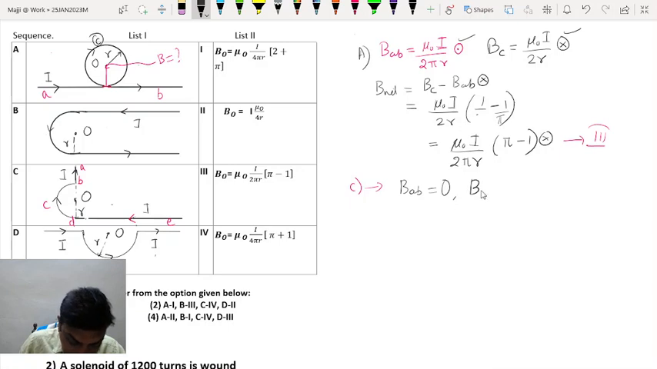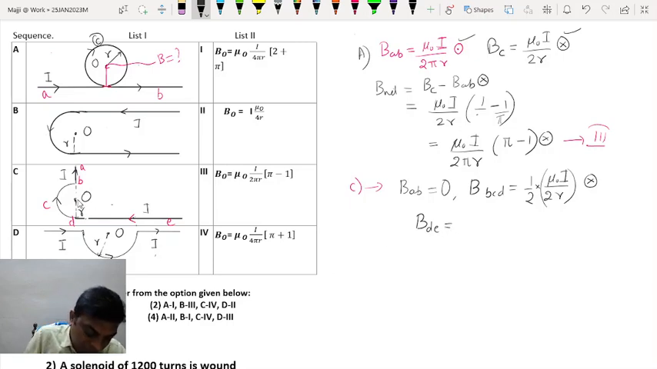Then B due to the semicircular part will be half that due to a complete loop. For a complete loop it is mu 0 I by 2R, and its direction is along the inward normal to the plane of the page. Then you have B due to the straight portion. It is a semi-infinite wire, you can see. So for a semi-infinite wire, it is mu 0 I by 4 pi R, along the inward normal.